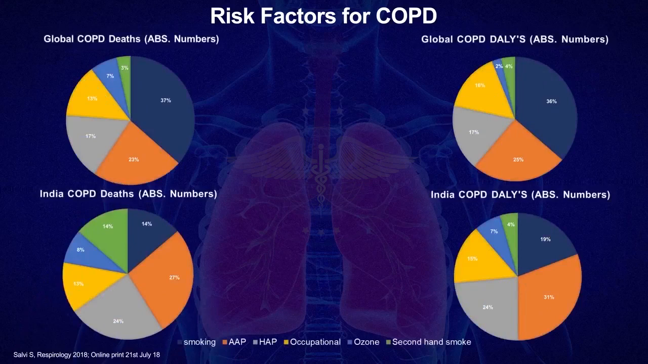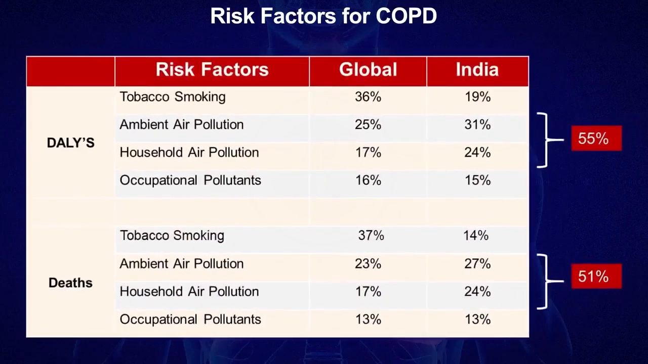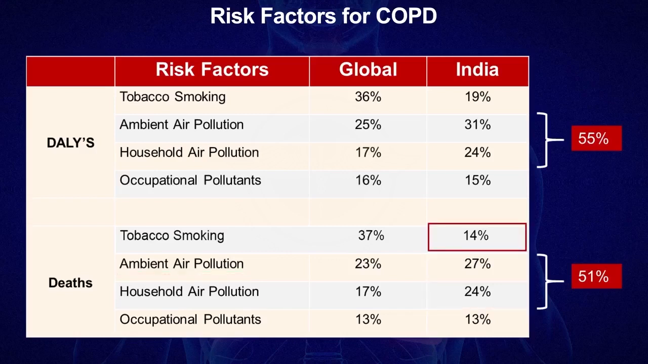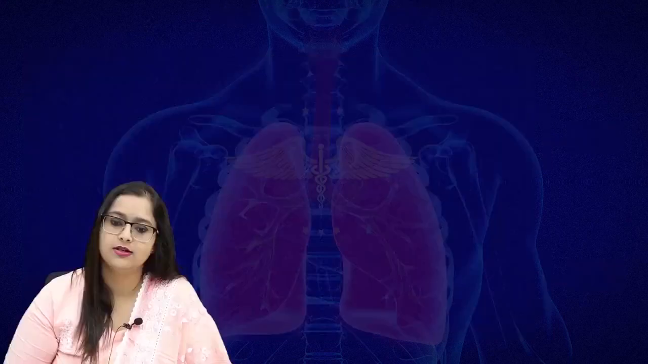This slide is a very important one. This is the data from the Global Burden of Disease recently released. And this shows us a very important message. I'll go to the next slide, which will put the numbers into better perspective for you. Compared to 37% of the global population having COPD due to tobacco smoking, if you see the data in India, 27% and 24% of COPD in India is caused because of non-smoking causes, because of air pollution, ambient and household. And just 14% of the COPD in India is caused because of tobacco smoking, which is very different from what we see in the Western world.